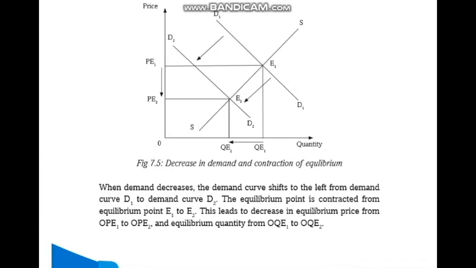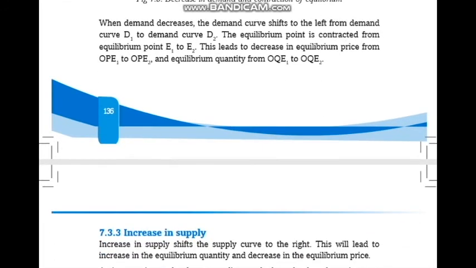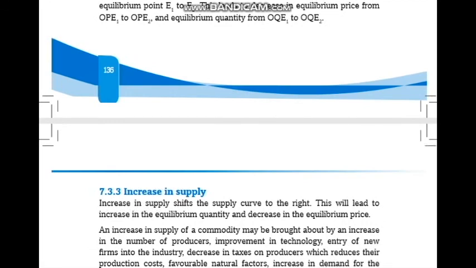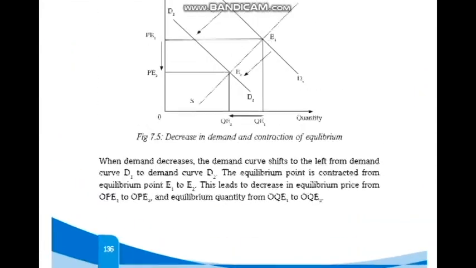There are arrows that indicate the decrease in demand. So when demand decreases, the demand curve shifts to the left from demand curve D1 to demand curve D2. The equilibrium point is contracted from equilibrium point E1 to E2. This leads to decrease in equilibrium price from OPE1 to OPE2 and equilibrium quantity from OQE1 to OQE2 as shown on this graph that we have seen.